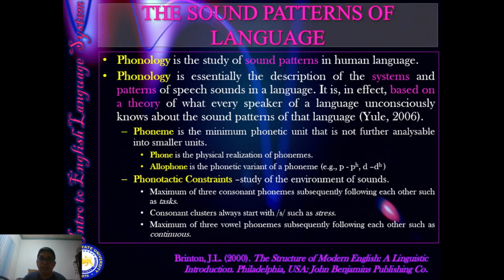It is, in effect, based on a theory of what every speaker of a language unconsciously knows about the sound patterns of that language. Now, class, for us to dissect further phonology, we have phoneme as the minimum phonetic unit that is not further analyzable into smaller units. Phone is the physical representation of phonemes, and your allophone is the phonetic variant of a phoneme.